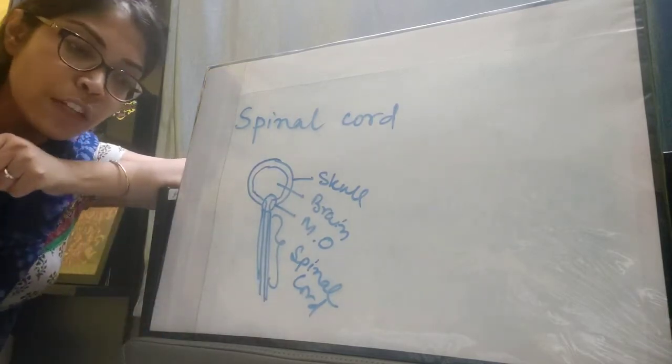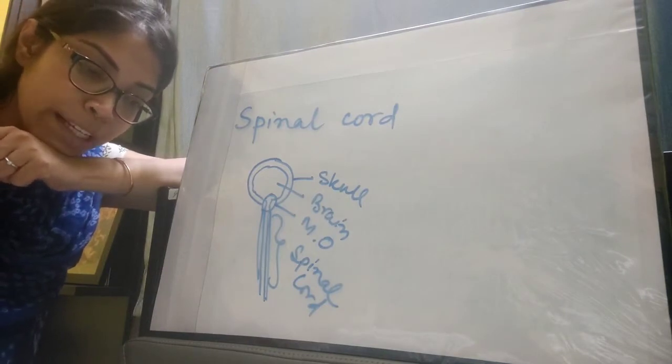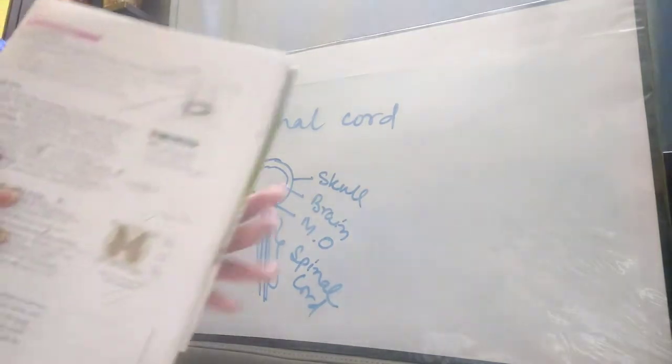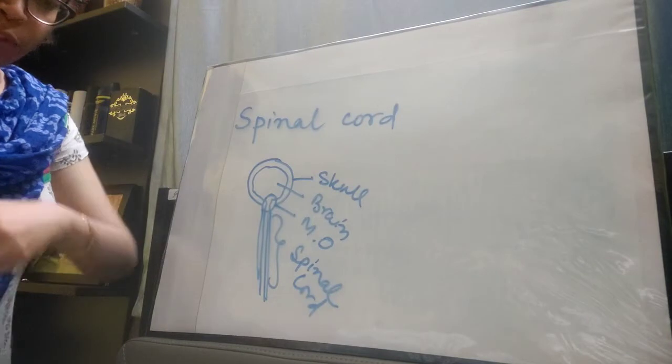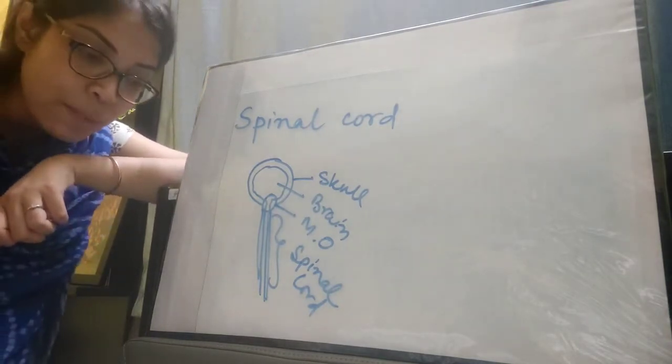A cross section of the spinal cord shows two similar halves fused together to form a small canal in the center known as the central canal. So look at this picture. You can see a small hole at the center which is known as the central canal. It contains the cerebrospinal fluid.